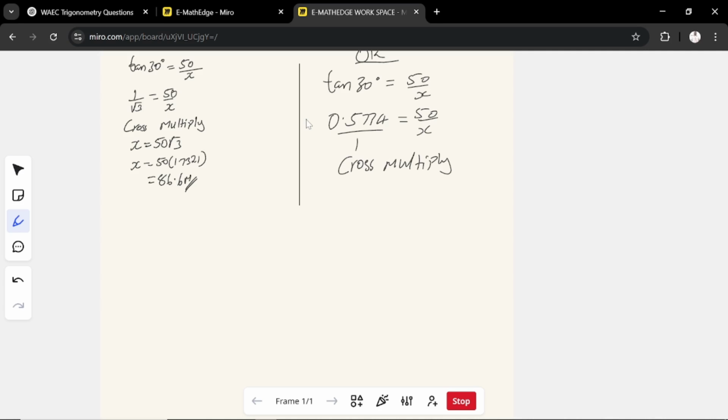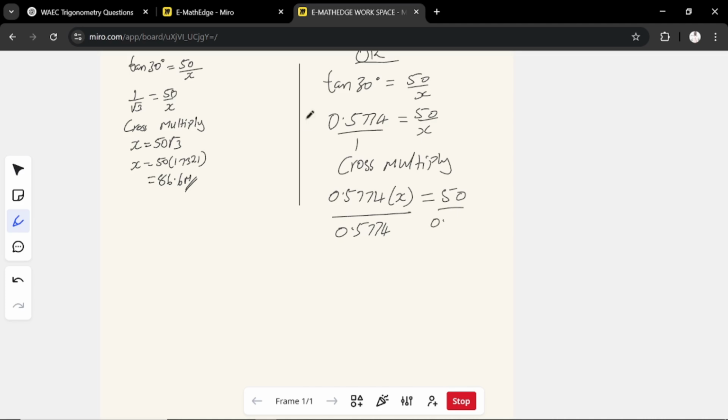So by the time you cross multiply, you are going to have 0.5774 into the bracket of x, that is the decimal number multiplying the variable x, to be equal to 1 multiplied by 50, which is the same thing as 50. So now at this point, what do we do? Divide both sides by 0.5774. Why? Because we want to make x the subject of the formula. So any number that is attached to x, we have to do away with it.